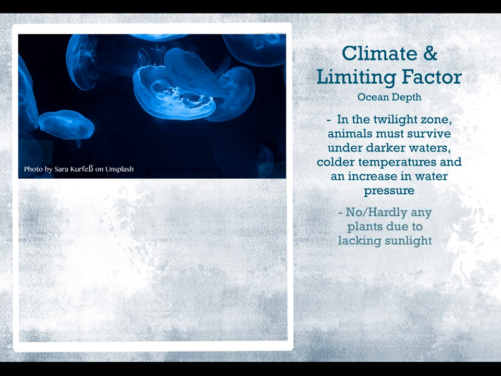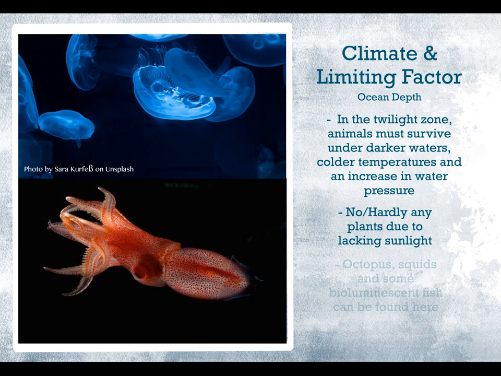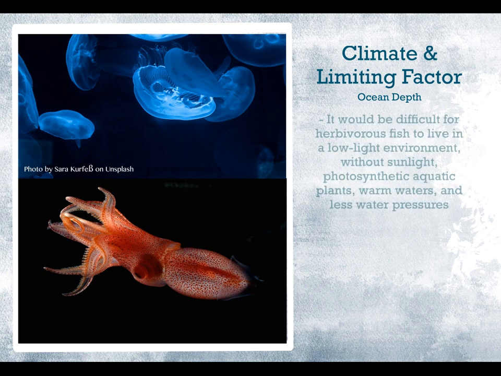Thus, there are no plants within this zone considering the lack of sunlight to conduct photosynthesis. Meanwhile, octopus, squids, and some bioluminescent fish can typically be found here. Therefore, it would be difficult for some fish like herbivores, including surgeonfishes and parrotfishes, to live in a low-light environment without sunlight, photosynthetic aquatic plants, warm waters, and less water pressures.